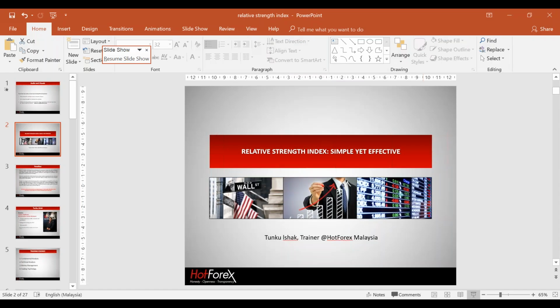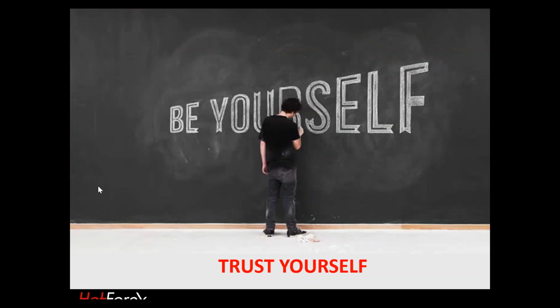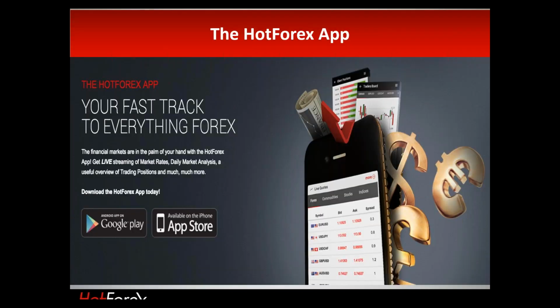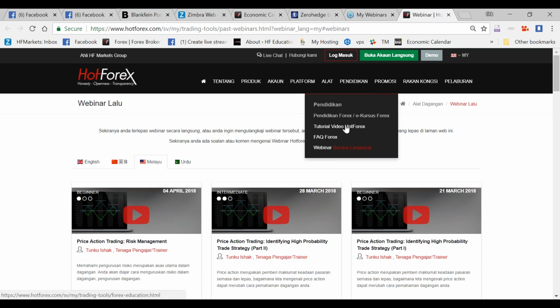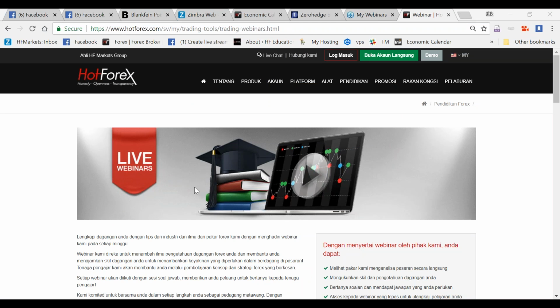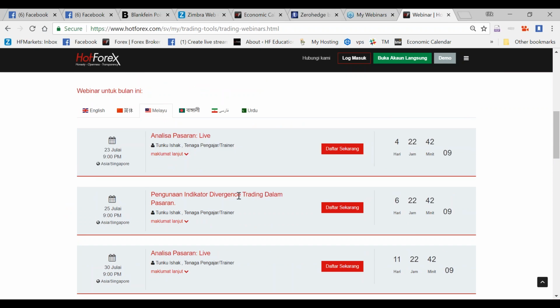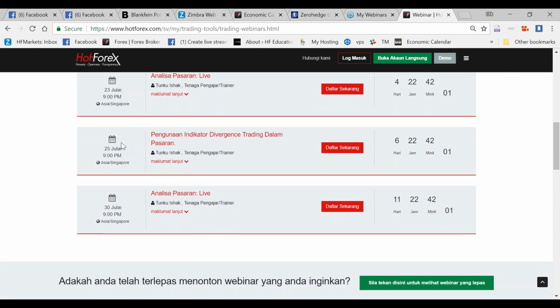Okay, next week saya akan ajar on the divergence. Okay, divergence. Remember, be yourself and trust yourself. Itu yang penting. Okay, next week kita akan ada RSI lagi. Okay, and then kita akan belajar on the divergence. Sekejap saya cuba tengok bagi website pendidikan webinar. So next week hari Rabu, sini adalah link webinar untuk seterusnya. Tengok sini, kita boleh jumpa lagi pada minggu depan. Okay, penggunaan indikator divergent dalam pasaran menggunakan RSI. Isnin, analisa pasaran. Rabu, technical subject. Try to keep it simple.